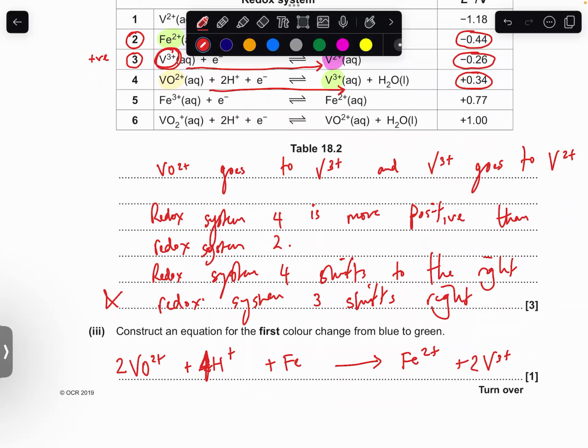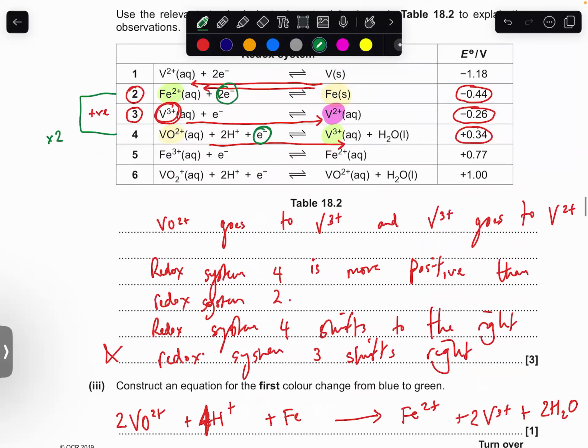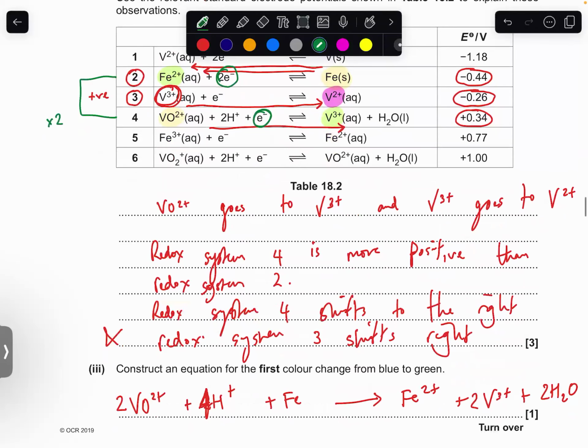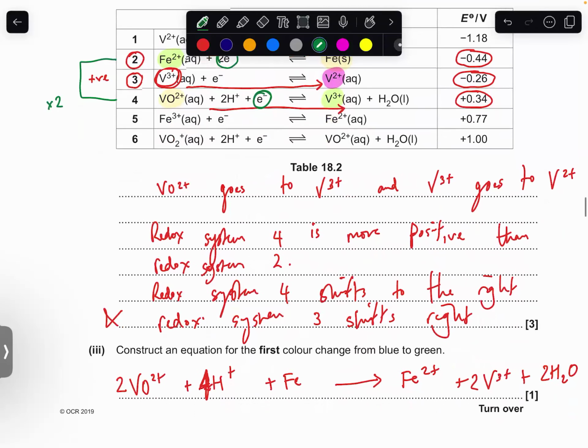All we did, ladies and gentlemen, was combine redox system 2 and redox system 4. Redox system 4 we multiplied by 2 to balance the one electron here with the 2 over here, and we got our overall equation. Okay. Moving on. What have we got here?